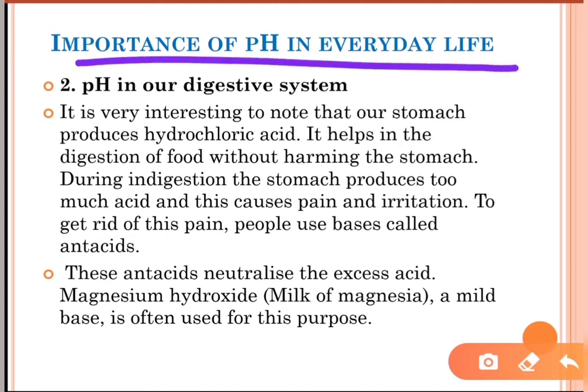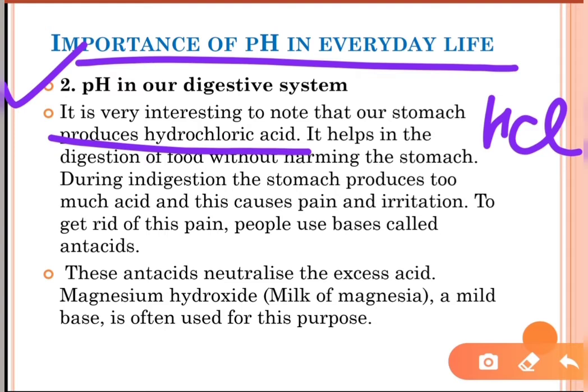Importance of pH in everyday life. Second is pH in our digestive system. It is very interesting to notice that our stomach produces hydrochloric acid, that is HCl. It helps in the digestion of food without harming the stomach. During indigestion, the stomach produces too much acid, and this causes pain and irritation. This is also sometimes called acidity.